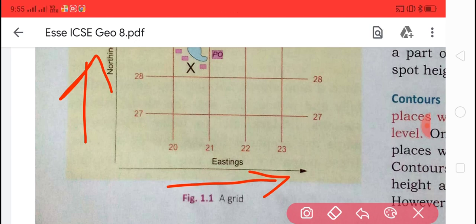Tomorrow we will study about reference with the grid, or in the topo sheet, how we can locate things.